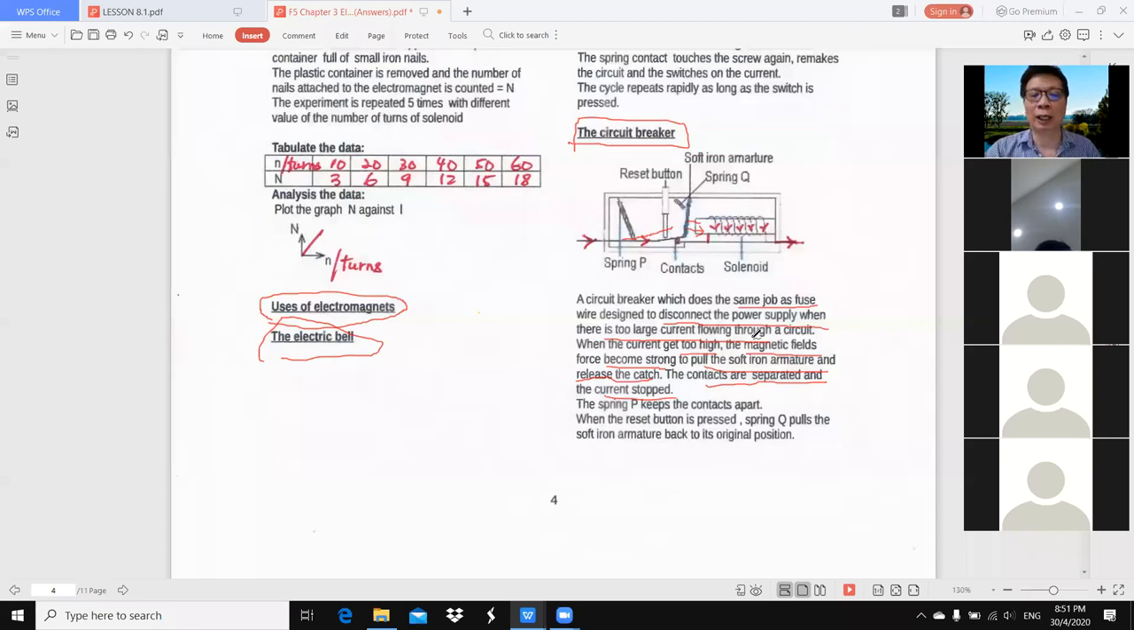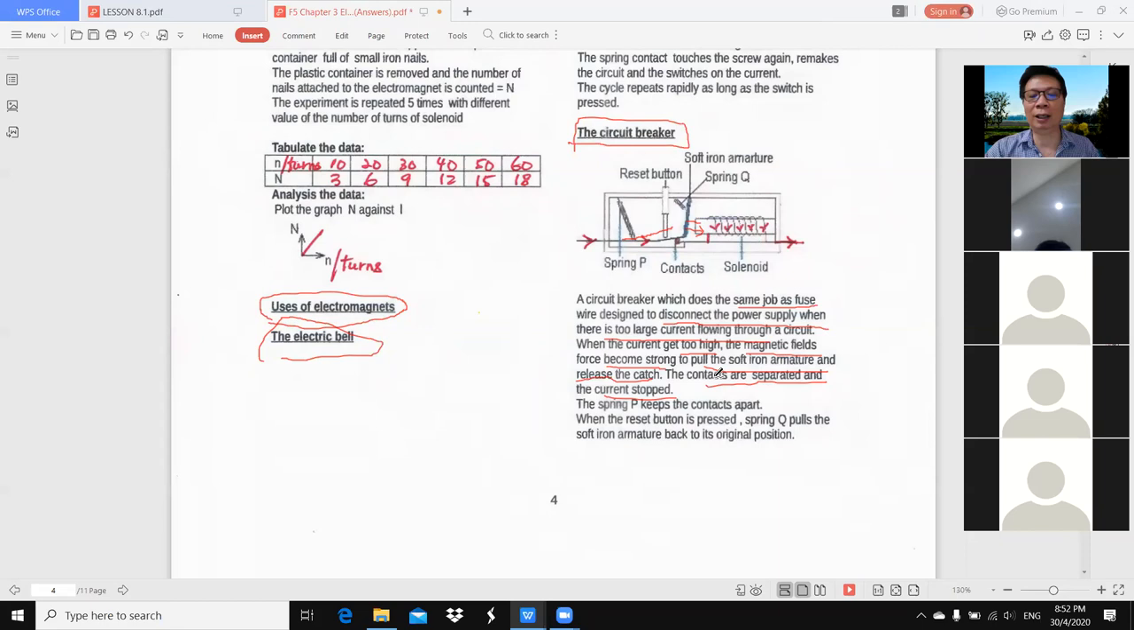Next, this one is spring P. It keeps the contacts apart, because this one will pull this wire up, so the contacts won't touch anymore. When the reset button is pressed, you push it down here. Spring Q will pull this wire back here, because here there is no more magnet. When there is no more current, there is no more magnet, so it goes back. So the soft iron armature returns to its original position. So this is the second one, the circuit breaker.